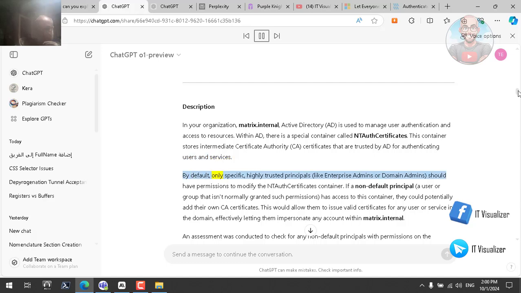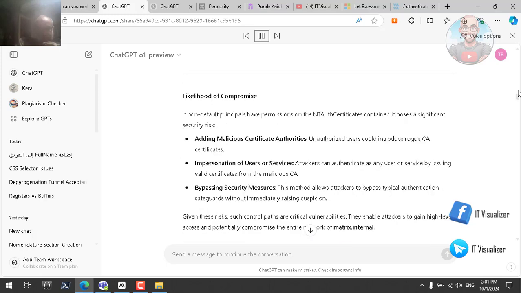By default, only specific, highly trusted principals like Enterprise Admins or Domain Admins should have permissions to modify the NTAuthCertificates container. If a non-default principal, a user or group that isn't normally granted such permissions, has access to this container, they could potentially add their own CA certificates. This would allow them to issue valid certificates for any user or service in the domain, effectively letting them impersonate any account within matrix.internal. An assessment was conducted to check for any non-default principals with permissions on the NTAuthCertificates container in your AD environment.